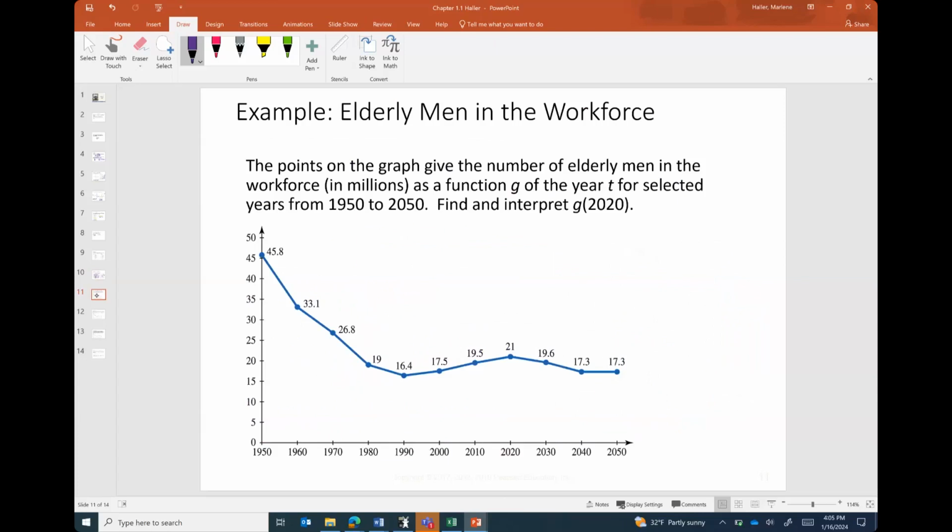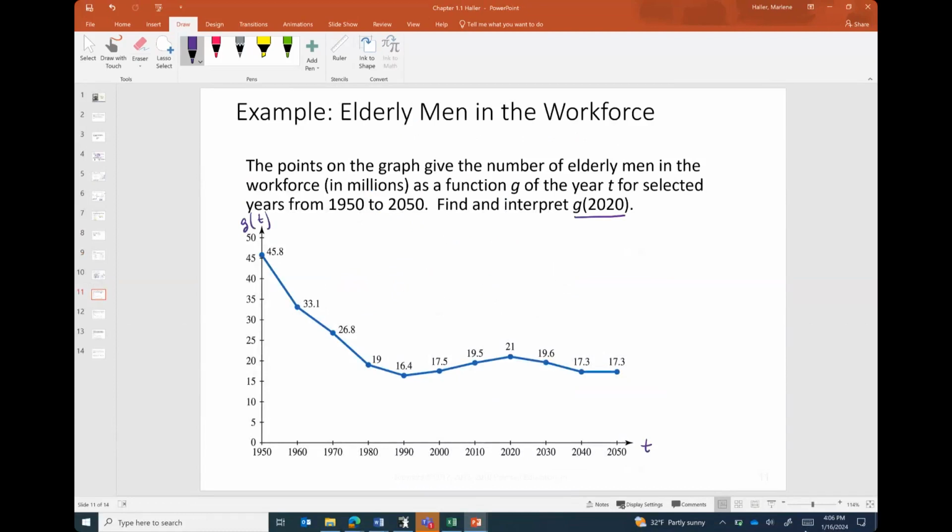This graph shows us the number of elderly men in the workforce by certain years, right? We've got some years between 1950 and 2050. Now looking at this graph, we want to find and interpret G of 2020. So this function is being called G. It's a function of the year. We'll call the year T. So we'll say G of T is the value of the function by year.